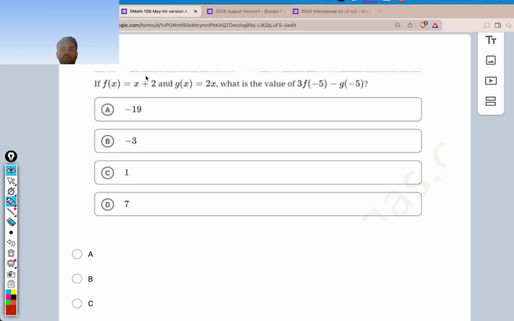You need to write negative 5 instead of x. So f of negative 5 is equal to, you can also use Desmos. Write exactly the same thing into Desmos, and you will get the answer.